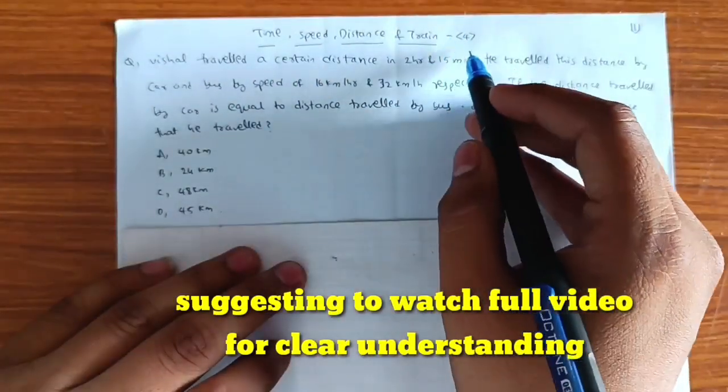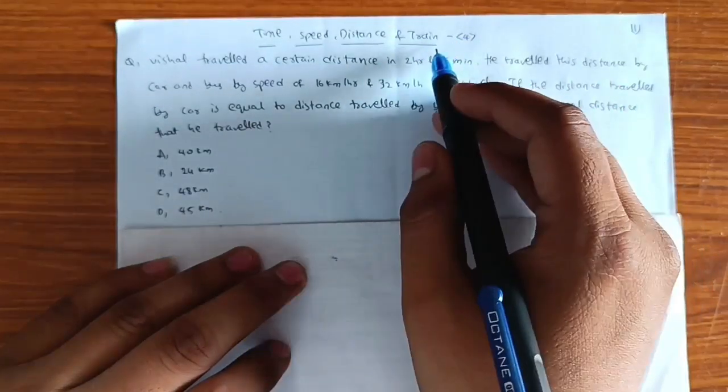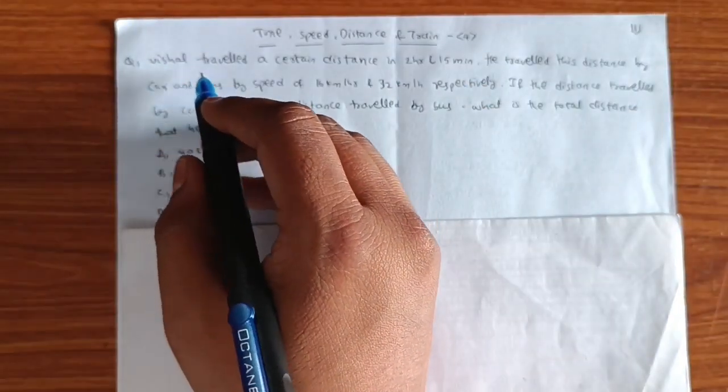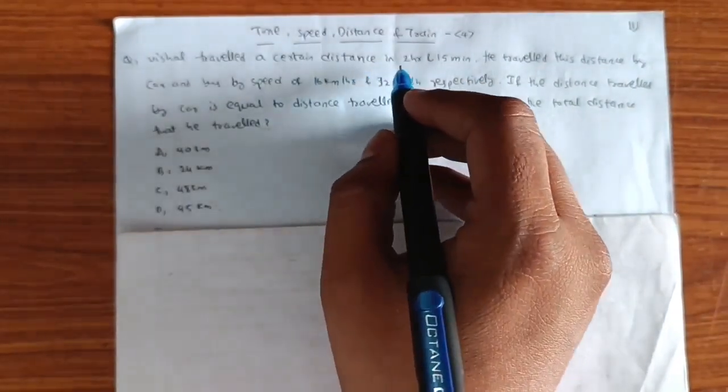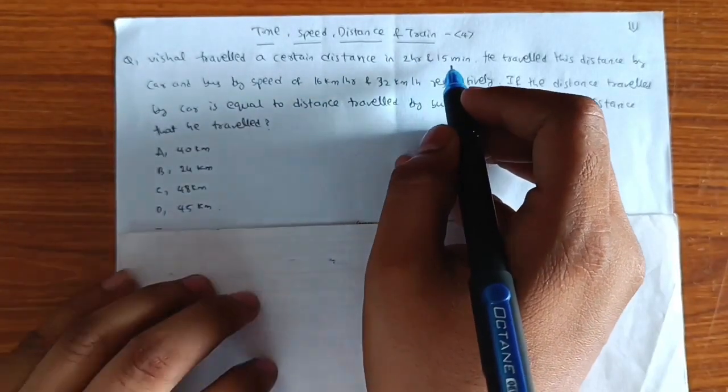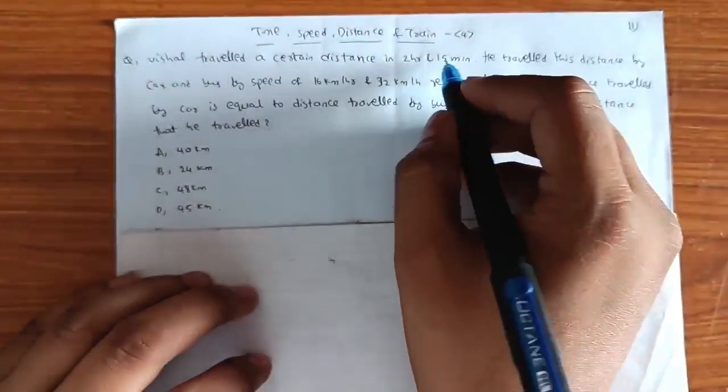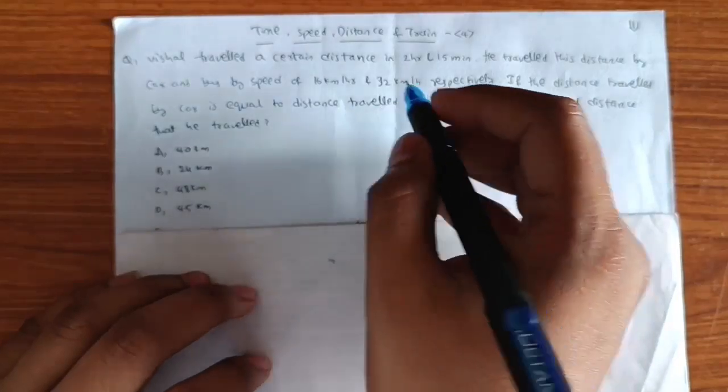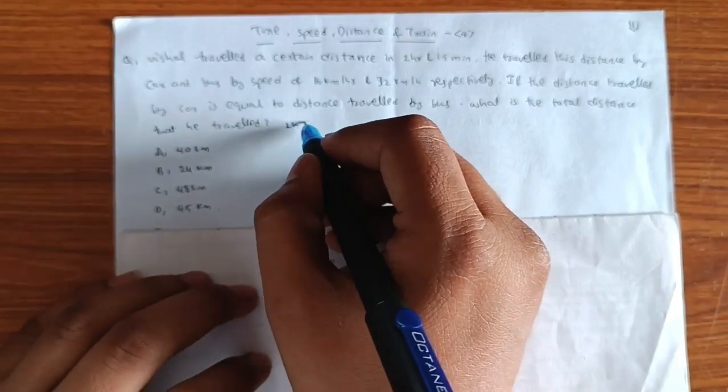In this video, we are going to see the fourth part of the 10 topic. At the very first, we have the first question: he is going to travel a certain distance in 2 hours and 15 minutes.